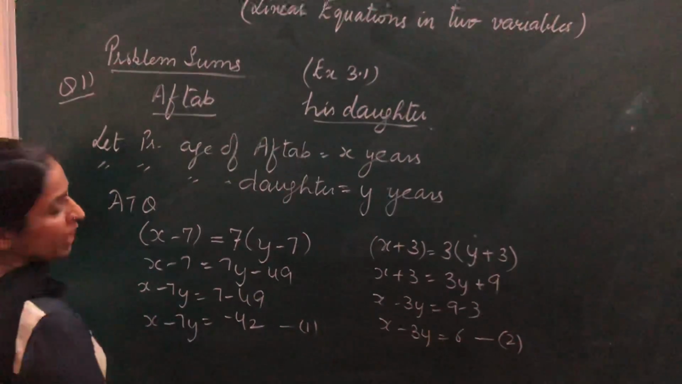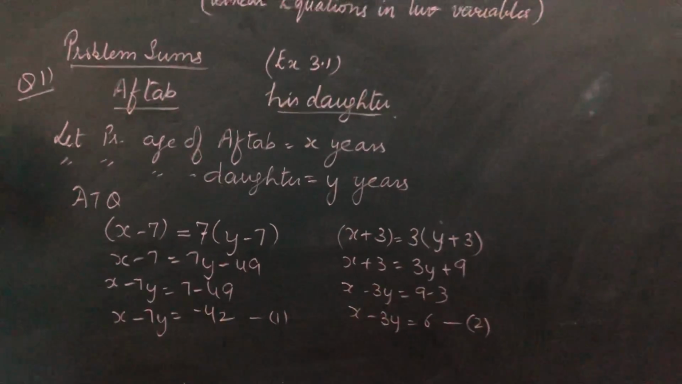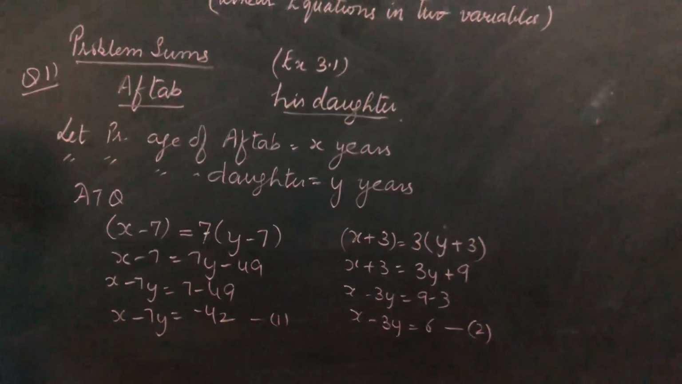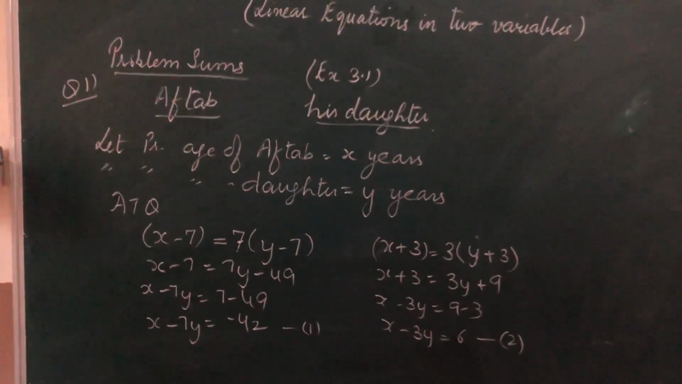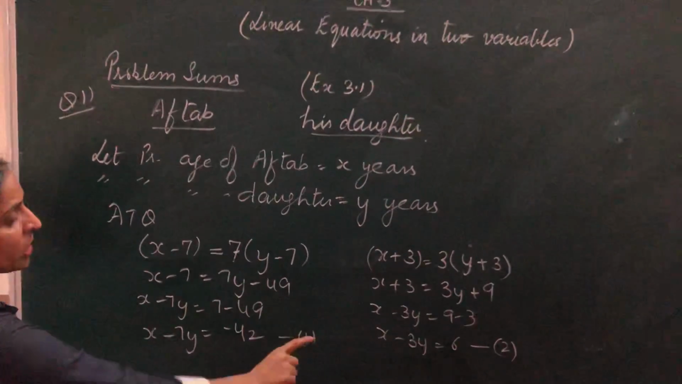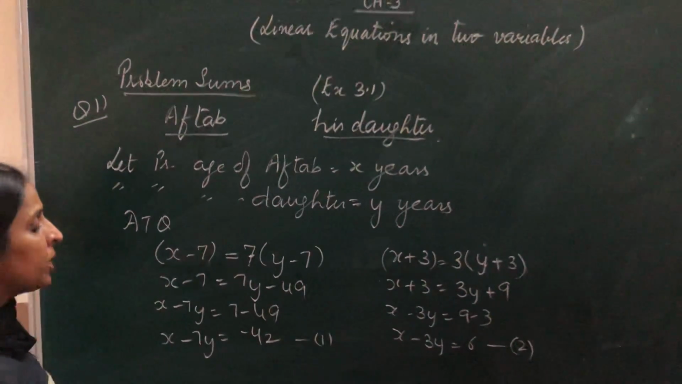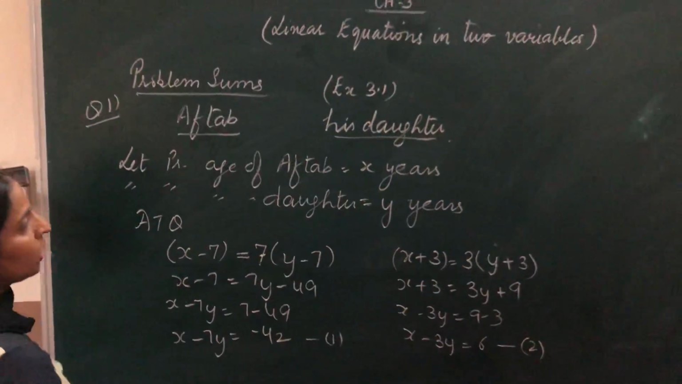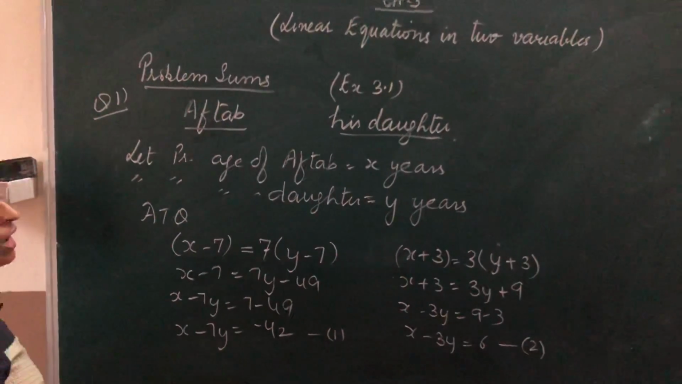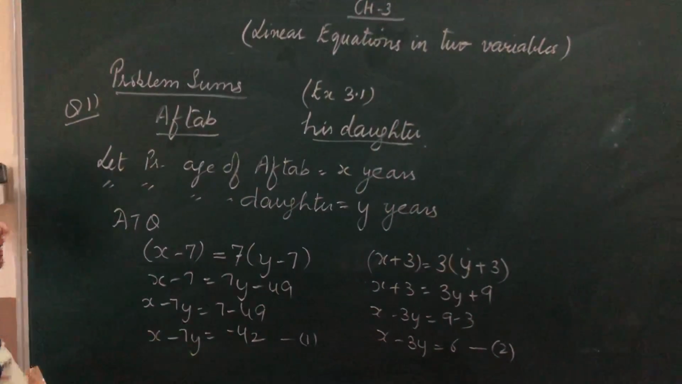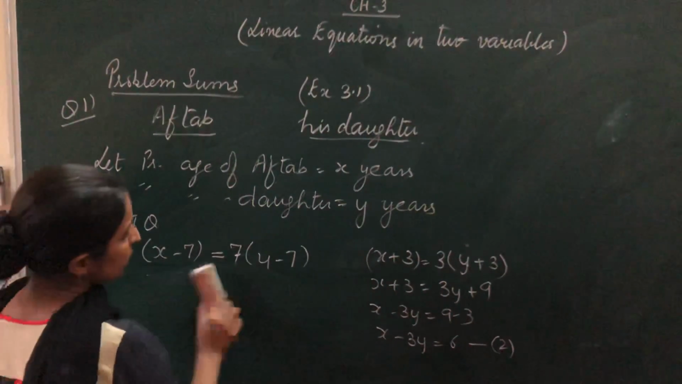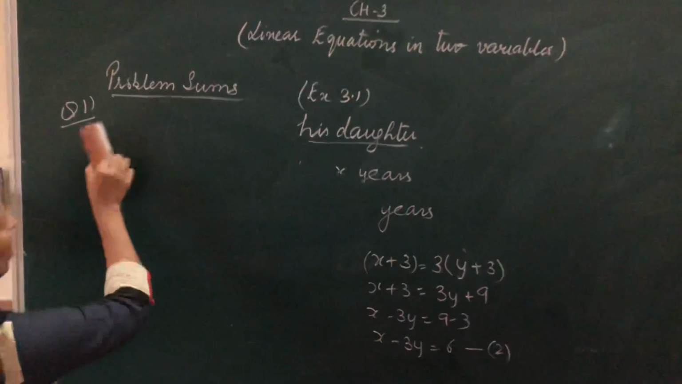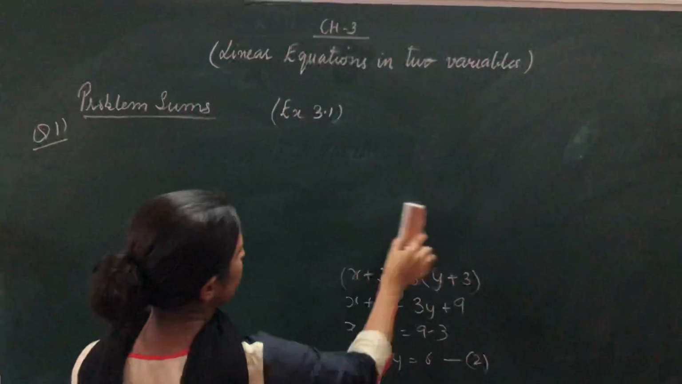Put the values of x and y and you draw two equations on the graph. Graph you know how to draw. You have already done it in 9th class also. So wherever these equations intersect, you will be getting that particular value as your answer. That is going to give you the age of Aftab, present age, and the age of the daughter. This was your first question. You have to draw a graph yourself on this question.